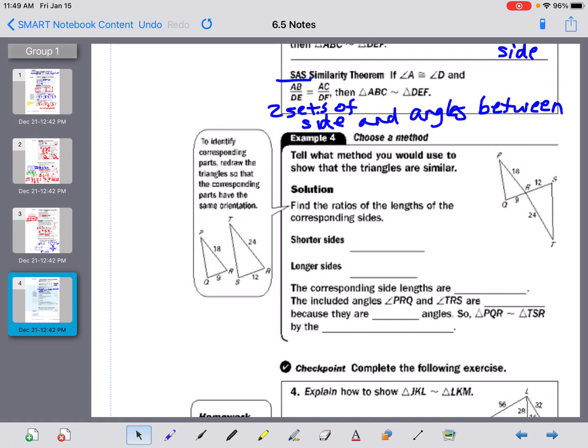I'm probably going to leave side, side, side for last because it's just not my favorite. It takes more time. So again, you choose, but you have to be ready to go through each set and try to figure it out.